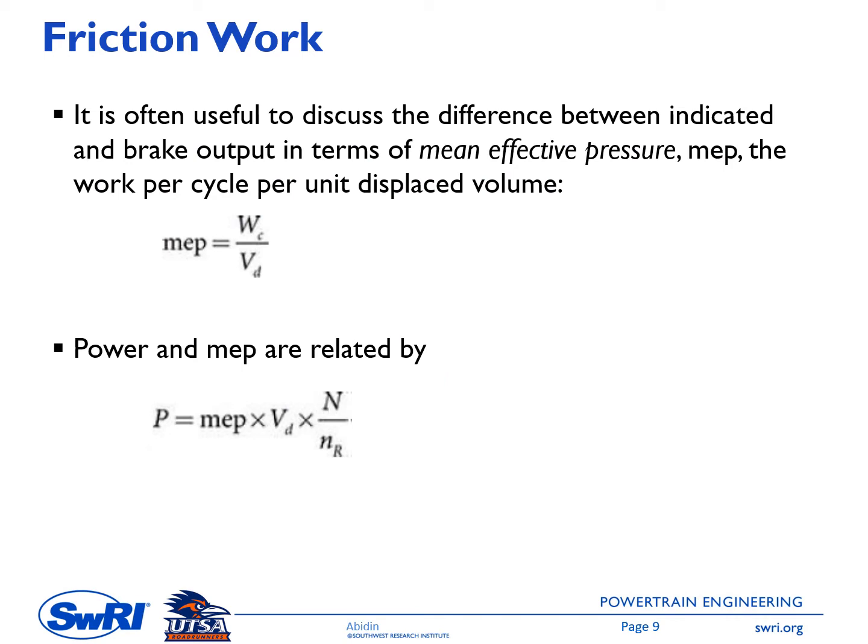And then it is often useful to discuss the difference between indicated and brake output in terms of the mean effective pressure, MEP. Therefore we have IMEP and then BMEP. This is the formula that is used to correlate between MEP and work. So imagine you will also have such an MEP for the friction work. And then this is the correlation between power and MEP. So power equals MEP times VD, where VD is the engine displacement, N is the engine speed, and R is the number of revolutions per cycle.